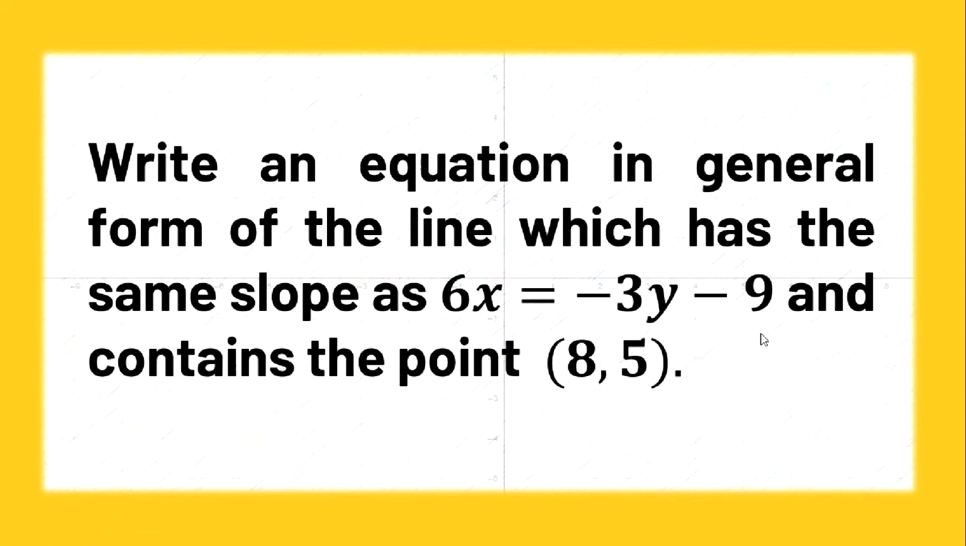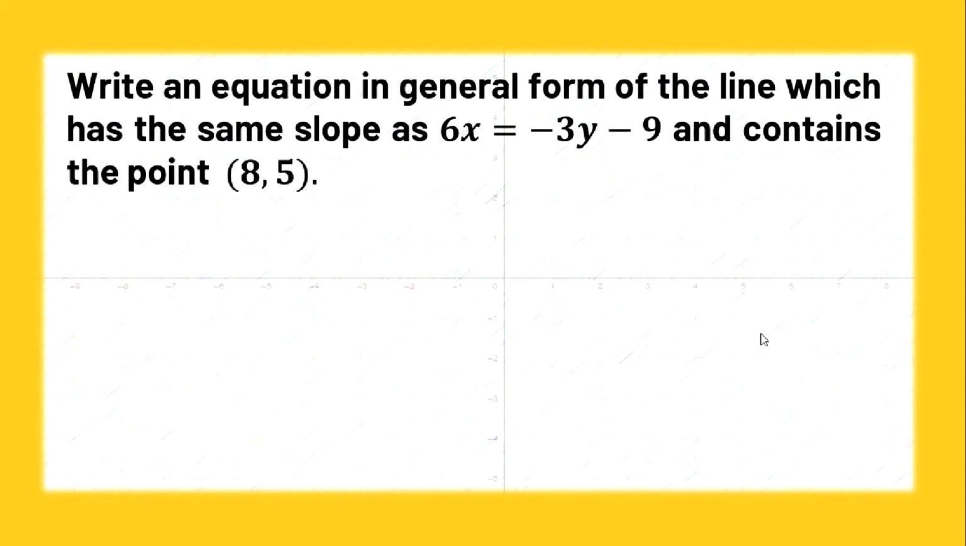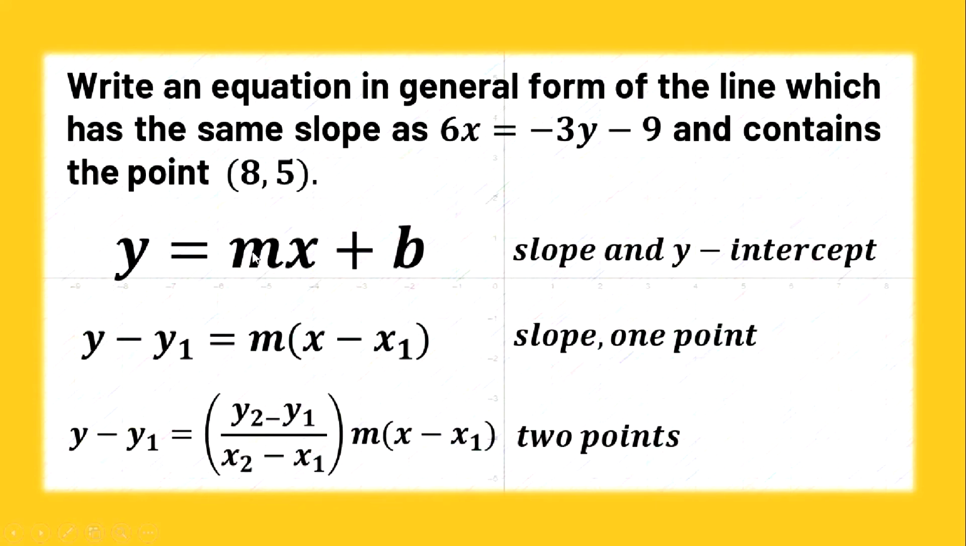Now, how about this problem? Write an equation in general form of the line which has the same slope as 6x equals -3y minus 9 and contains the point (8, 5). So, analyze muna natin yung problem para malaman natin kung aling form yung gagamitin natin to easily find the equation of this line. So, again, we have the standard form, the slope-intercept form, point-slope form, and 2-point form.